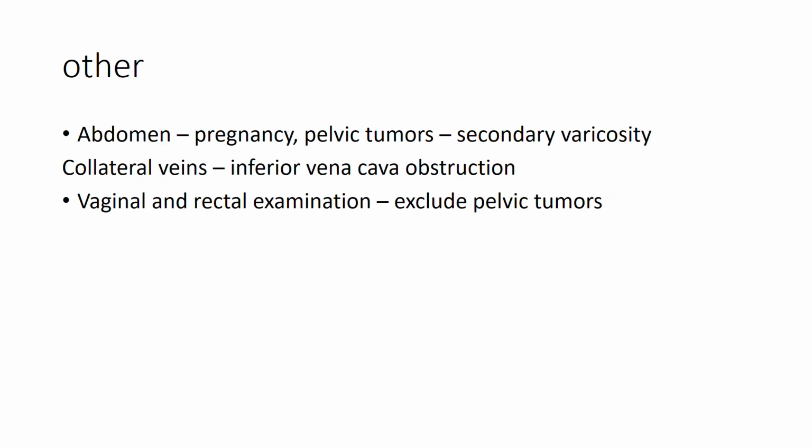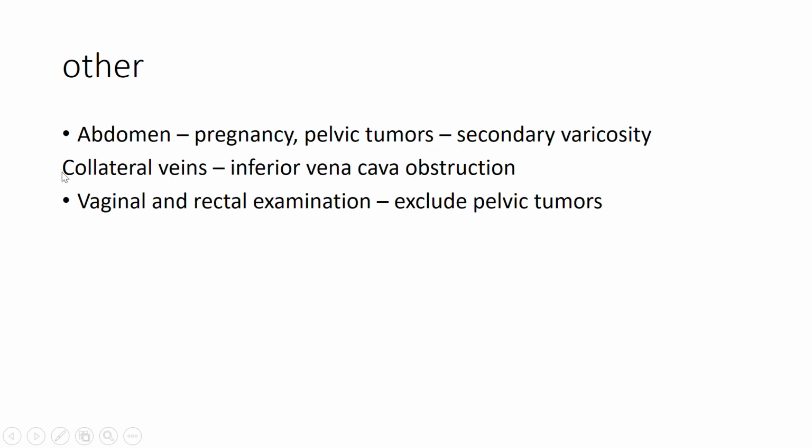Other examinations include an abdominal examination to check for any kind of tumors or masses, or to check for pregnancy, as we know that they can cause pressure on the veins, and it can cause secondary varicosity because of the obstruction. And usually in cases of pelvic tumors or pregnancy, you can see a lot of collateral veins on the abdominal wall. Now again, this is a compensatory mechanism for the obstruction. Wherever there's an obstruction, at that area a lot of small veins spread out.